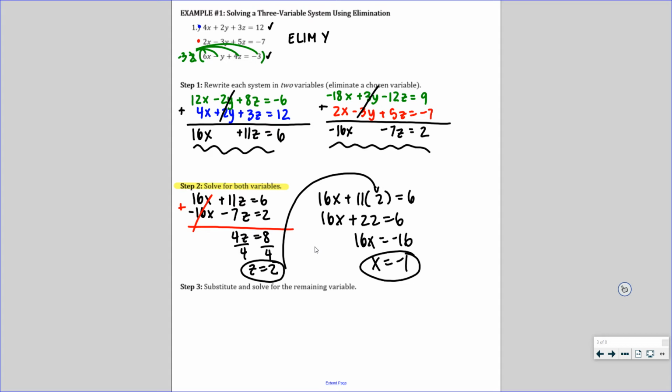Okay, let's use, which one did I use? I used the blue one. So I did 4x. So substitute and solve for the remaining variable. Plus 2y, y is what we're trying to solve, plus 3z is 12. Well, now we know z is 2. We know x is -1.